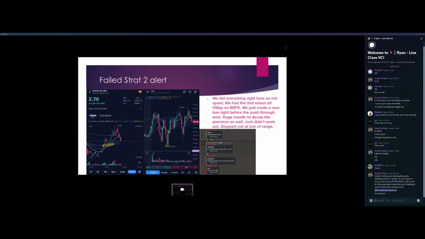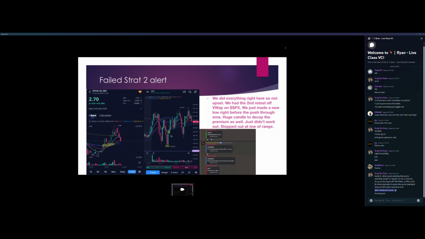So we did everything right. We had the second retest. This is the first retest. This is the second retest. So I would have played it. We made a new low. You guys can see that this was the low. This is a lower low. So these are bearish signals. The EMA 21 crossed to the downside.